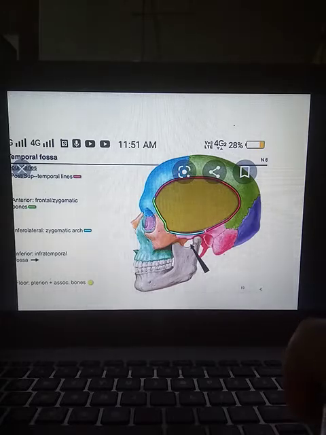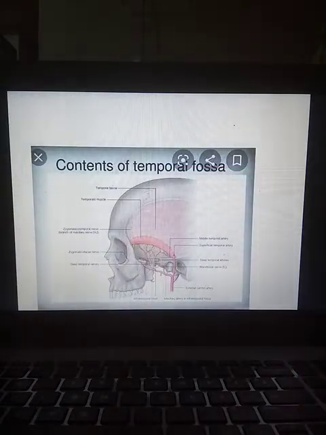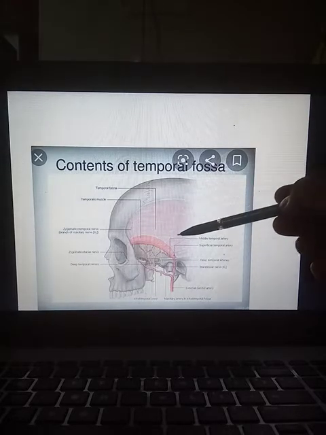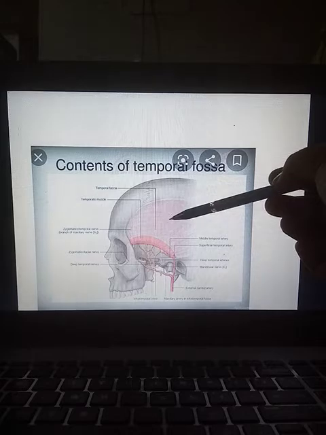Now that we have covered the boundaries, there will also be structures within. What are the contents of the temporal fossa? First of all, you will come across this big fan shaped muscle here, which we call the temporalis muscle.